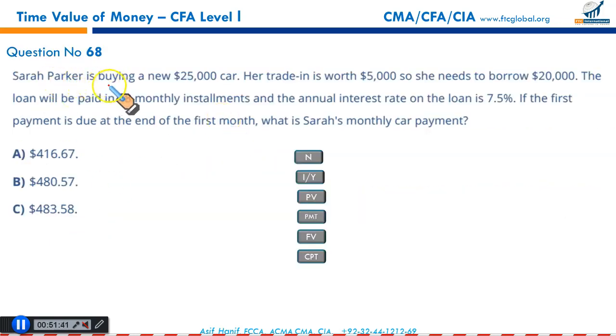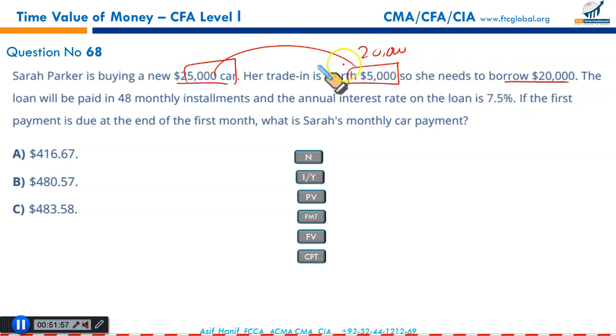Sarah Parker is buying a new $25,000 car. Her trade-in is worth $5,000. She's giving up her old car for $5,000, so it's the net amount that might be involved in our computations. She needs to borrow the difference, $5,000 versus $25,000. This is what she will borrow.